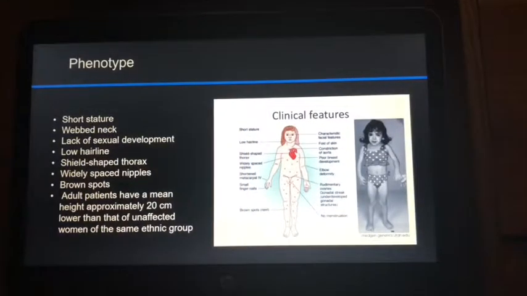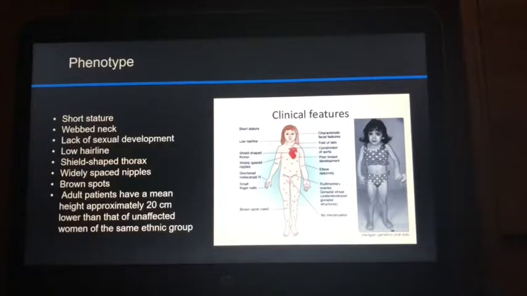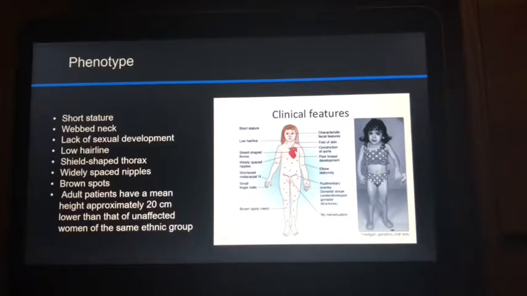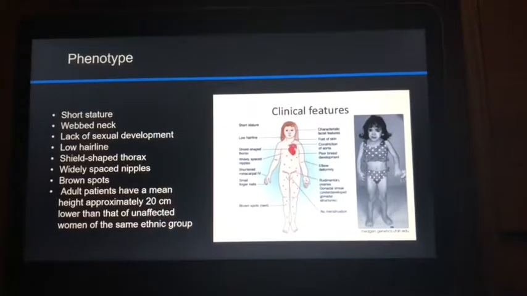As far as the phenotype for Turner syndrome, some of the features include a short stature, webbed neck, lack of sexual development, a low hairline, shield-shaped thorax, widely spaced nipples, brown spots, and adult patients having a mean height approximately 20 centimeters lower than that of unaffected women of the same ethnic group. Some of the features that are not readily visible on patients would be the lack of menstruation, a lot of times infertility, and different heart and ear conditions.